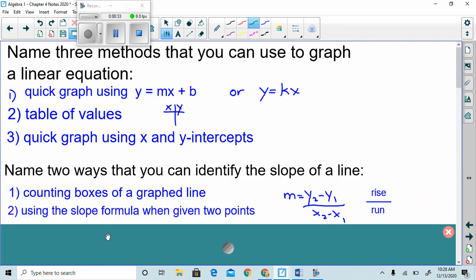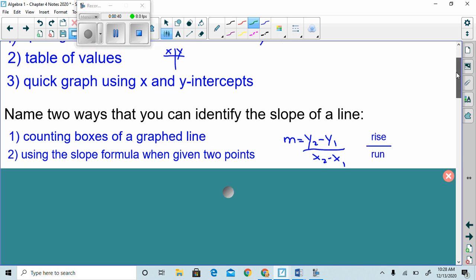Speaking of slope, we found out there were several ways that we could calculate slope. One was, given a graphed line, we could discover the ratio rise over run by counting the boxes from one point to another. The second method, which is the one we'll use the most, is the one where we use the slope formula to find the rise over run.